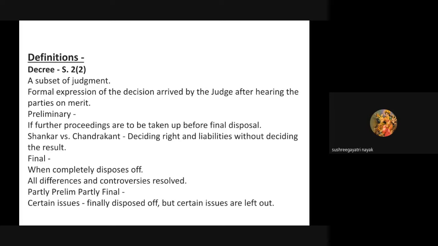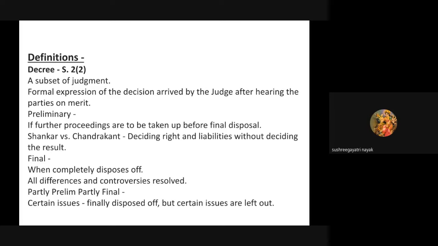In Shankar versus Chandrakant case, the Honorable Supreme Court has rightly held and made it clear that deciding any rights and liabilities without actually deciding the result, that would be a preliminary decree. So in simple language, if the court is deciding the rights and liabilities without actually deciding the result, then that would be a preliminary decree.